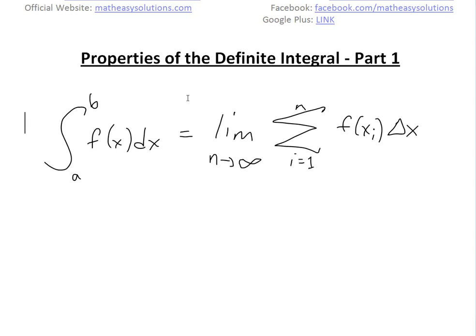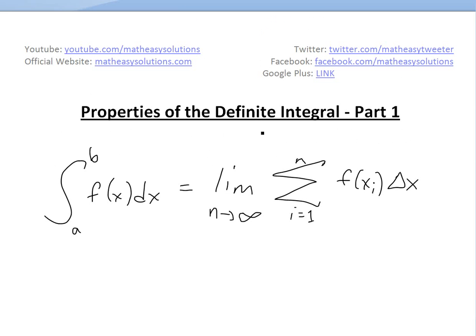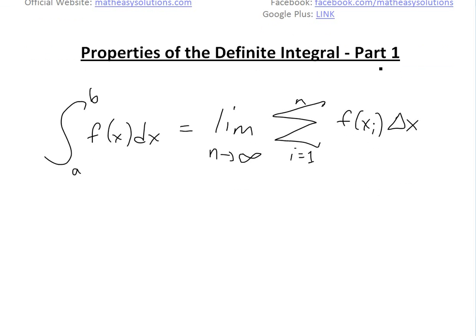Hi, it's time for another math. Easy. So we're going to discuss properties of the definite integral. I introduced the definite integral in a couple of videos before, and you can see those in the video link below. Basically, I'm going to do some properties of it, part one of the series.